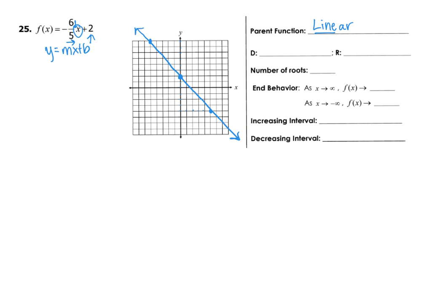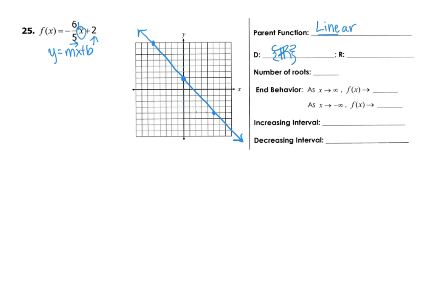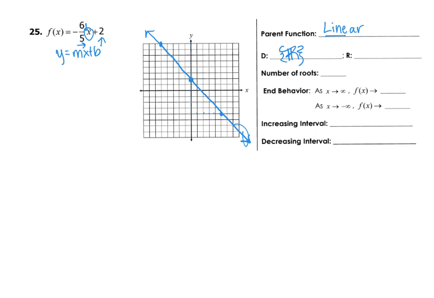Okay, domain. Notice my arrows are ending in opposite directions all the way around here. We have left and right spread forever without interruption. My domain is all real numbers. My range. Okay, notice these are also ending in opposite directions. One side's going down, the other side's going up without interruption. So we would say our range is also all real numbers.